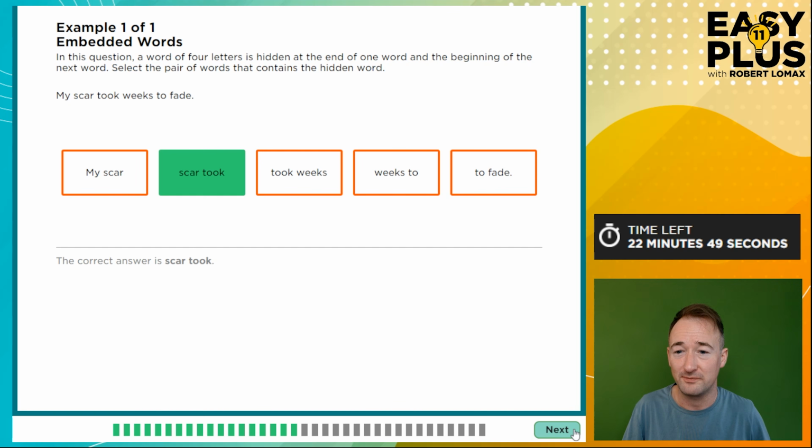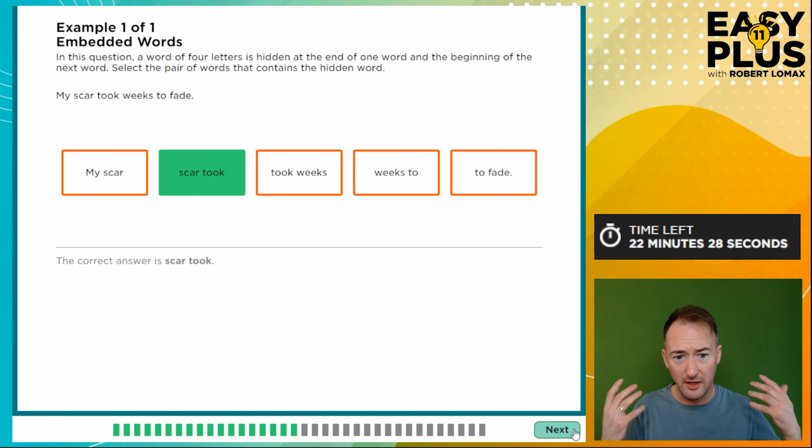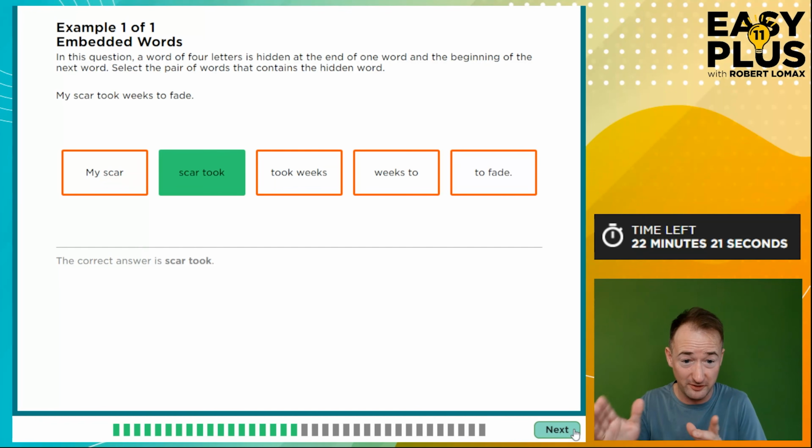Okay, next section. My scar took weeks to fade. Yes, hidden words. Now, pay attention. A word of 4 letters is hidden at the end of one word and the beginning of the next. So it must overlap and it must be 4 letters long. So if you find a 3-letter or a 5-letter word, that is not the answer, even if it's there. If you find a word that doesn't overlap, that just ends one word or begins the next, but doesn't go across both of them, again, that cannot be the answer. Just do exactly what has been said.